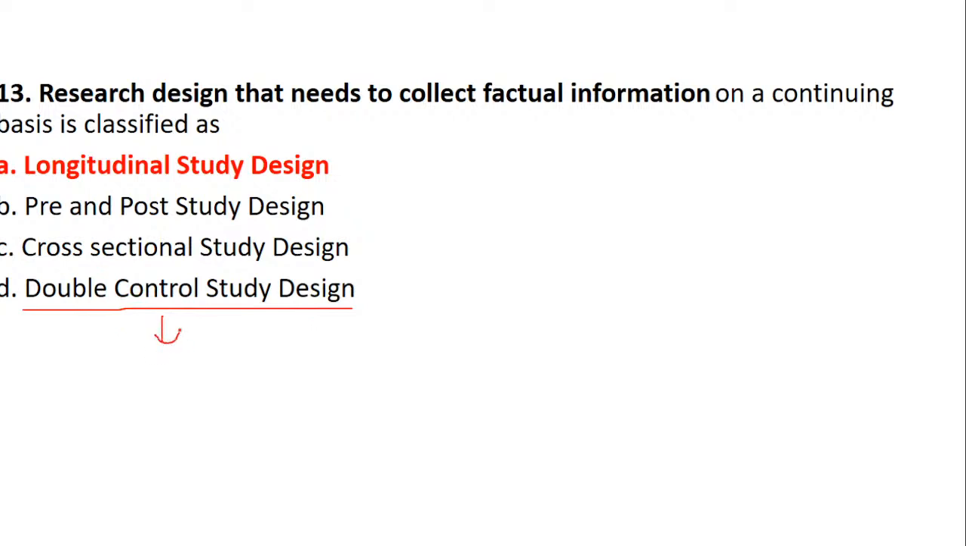Double control study is also called double blind. If you do not know, let me tell you, we did blind study the day before yesterday, in the last question of the day before yesterday's lecture. A double control study is one where neither of the participants, the researcher or the respondent, knows about each other. So the procedure is carried out in a blind format. Be careful, because they never use the word double control, they always use the word double blind. Double blind means none of them is aware of who is the researcher and who is the respondent.